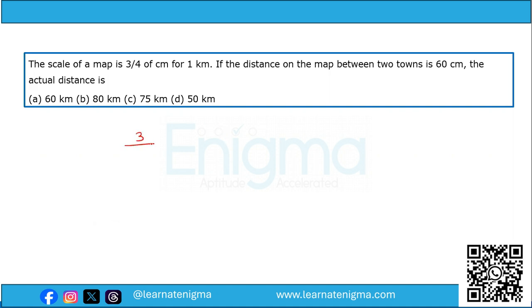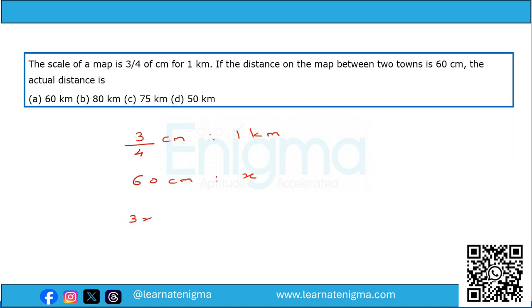So 3/4 of a centimeter corresponds to 1 kilometer. So 60 centimeters will correspond to x. So we can just cross multiply and get the answer.